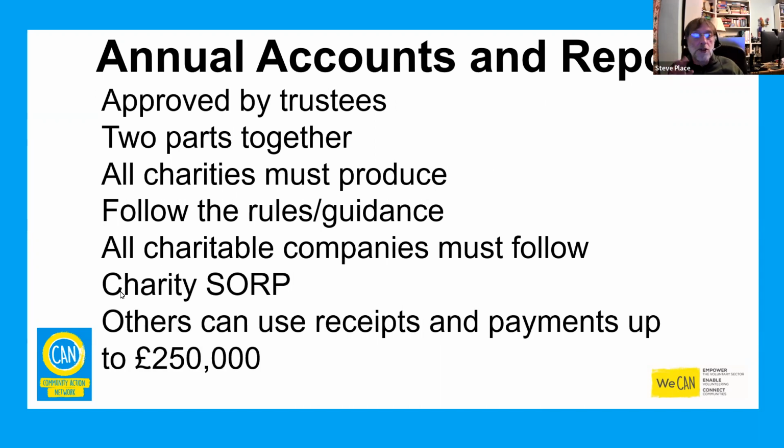If you're not a charitable company, like a CIO or a charitable trust, you can use simpler receipts and payments, which is just about cash in and out, as long as your annual income is less than $250,000.